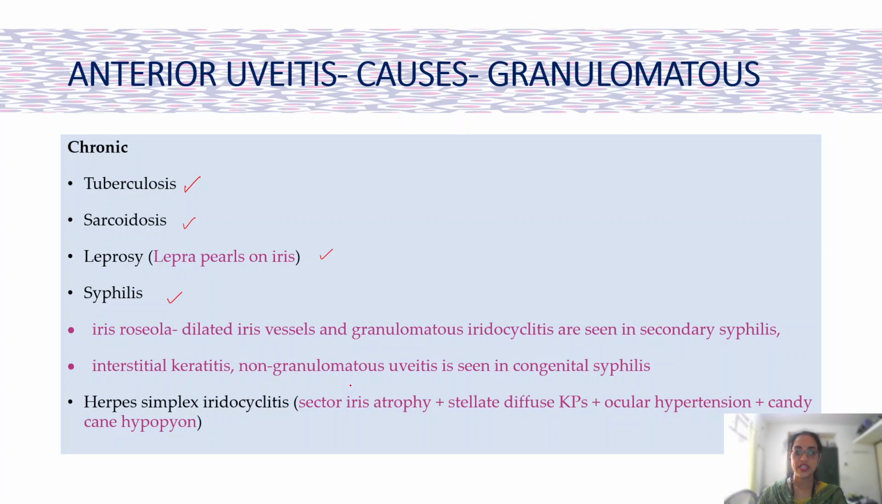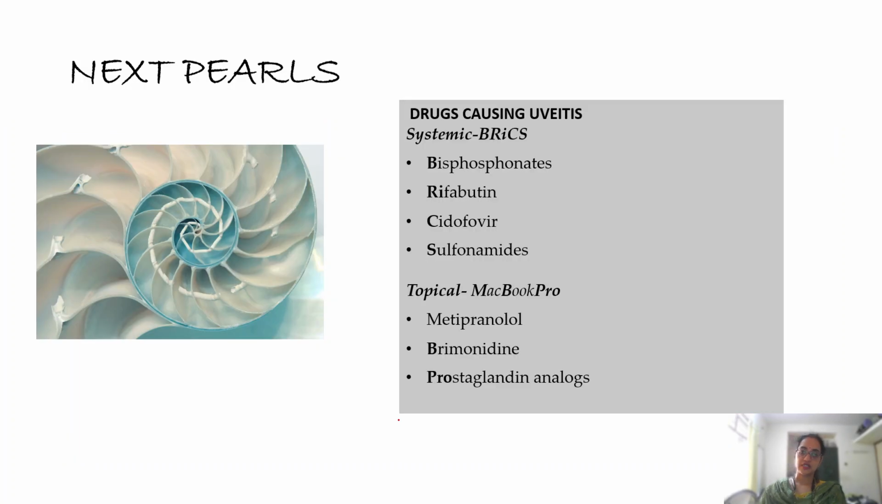And then there is viral iridocyclitis or viral anterior uveitis, which is characterized by sectoral iris atrophy, stellate diffuse KPs, a raise in the intraocular pressure, also called ocular hypertension, and candy cane hypopyon. So these are the specific causes of granulomatous anterior uveitis.